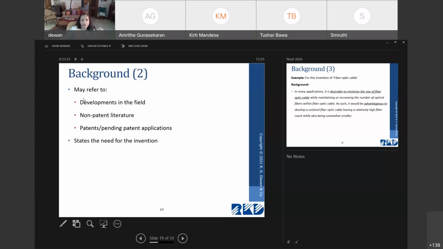So it may refer to developments in the field. As I told you, it may refer to non-patent literature. It may refer to patents or pending patent applications. And then we have discussed that you may choose to talk about the drawbacks of all these developments. It may be one single drawback, it may be a limitation, it may be a problem, and there may be solutions, but there may still be certain limitations to these solutions.